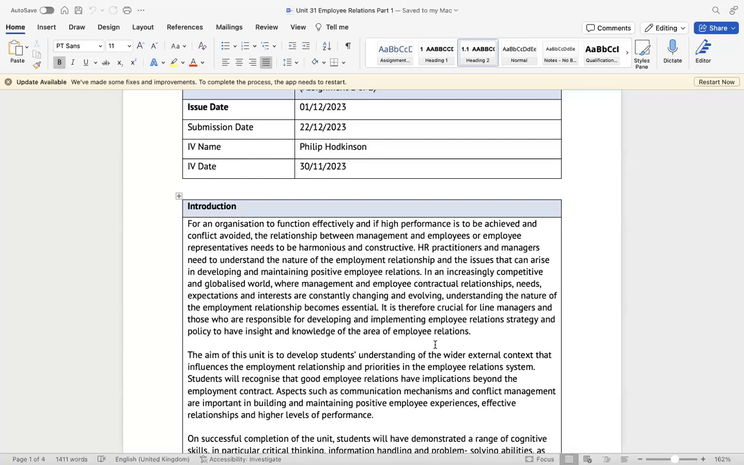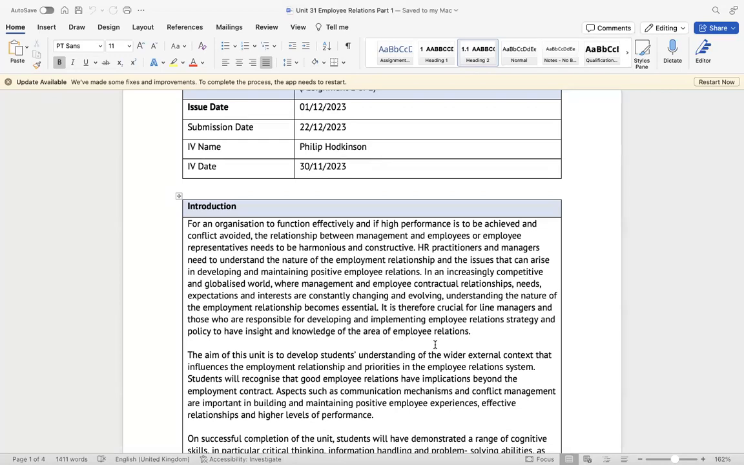So for an organization to function effectively, and if high performance is to be achieved and conflict avoided, the relationship between the management and employees or employee representatives needs to be harmonious and constructive. HR practitioners and managers need to understand the nature of employment relationship and the issues that can arise in developing and maintaining positive employee relations.